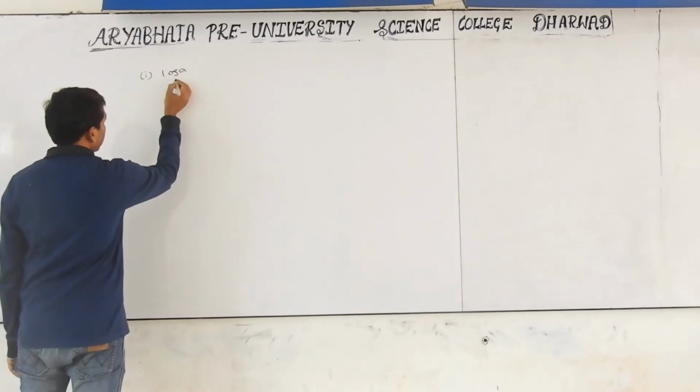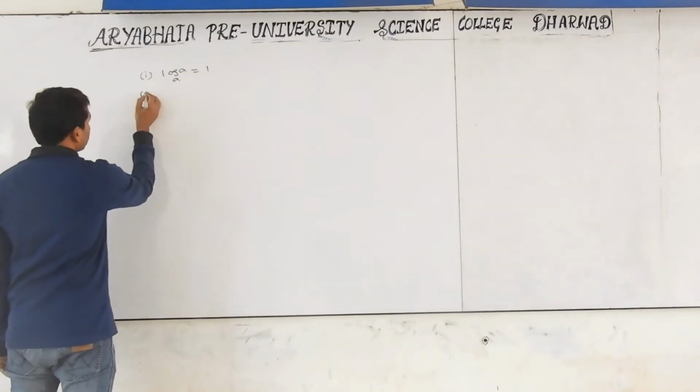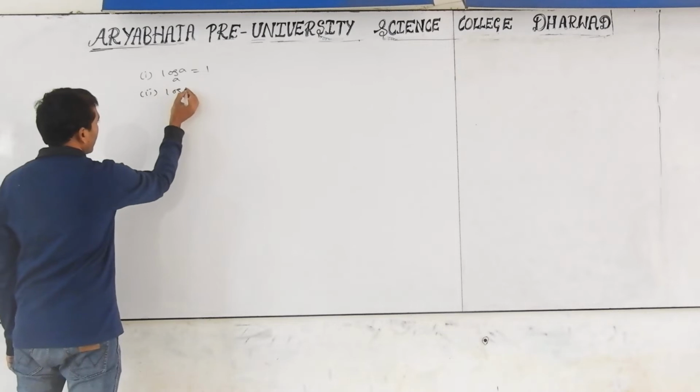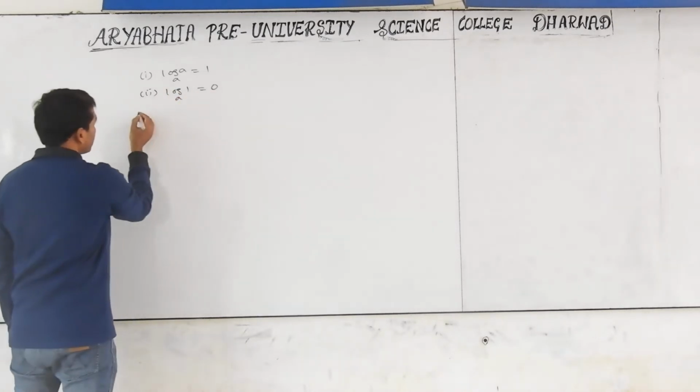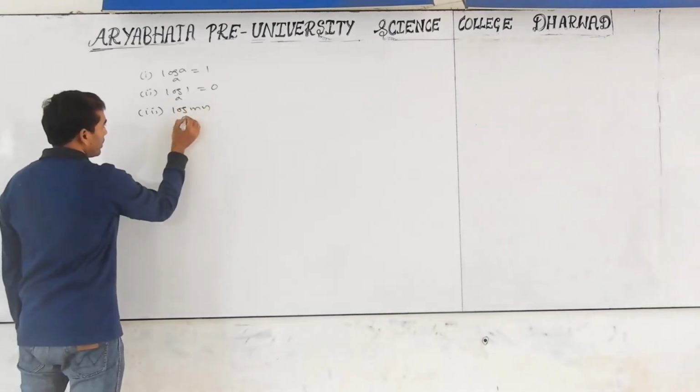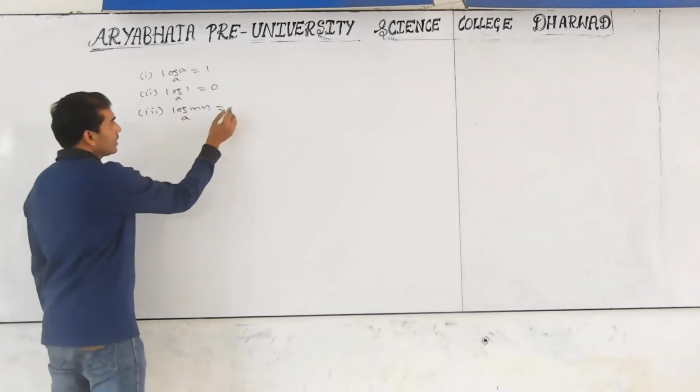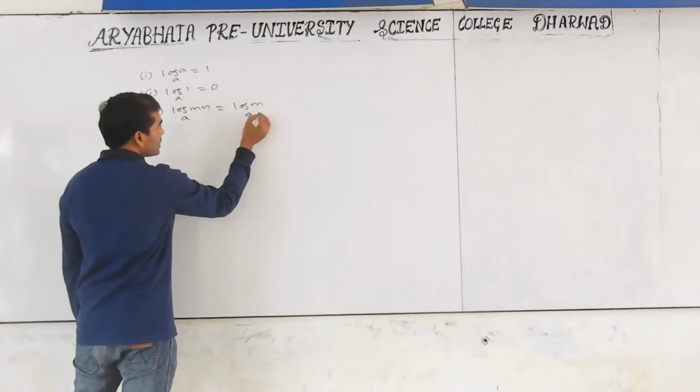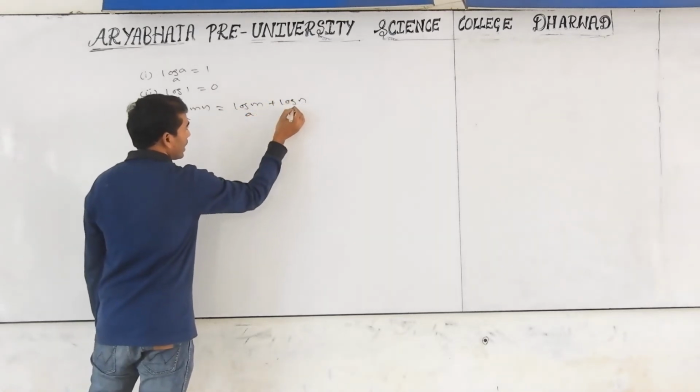First property: log a base a equals 1. Second property: log of 1 base a equals 0. Third property: log of m into n base a equals log of m base a plus log of n base a.